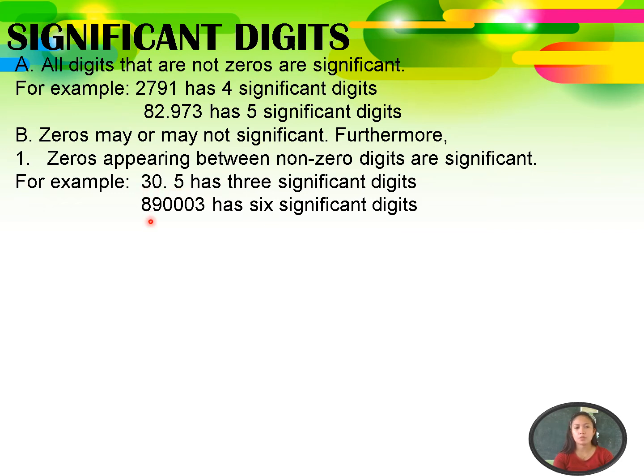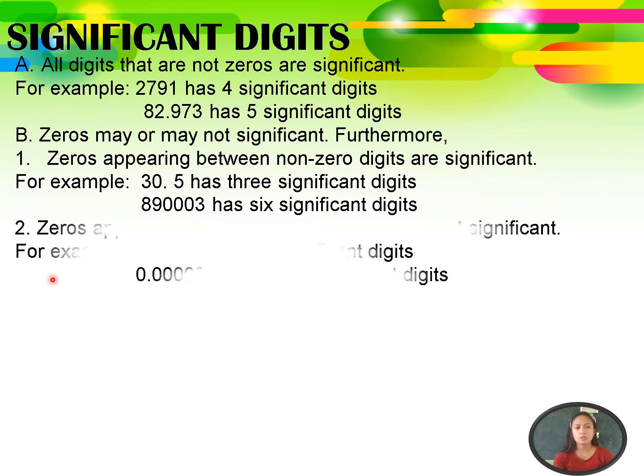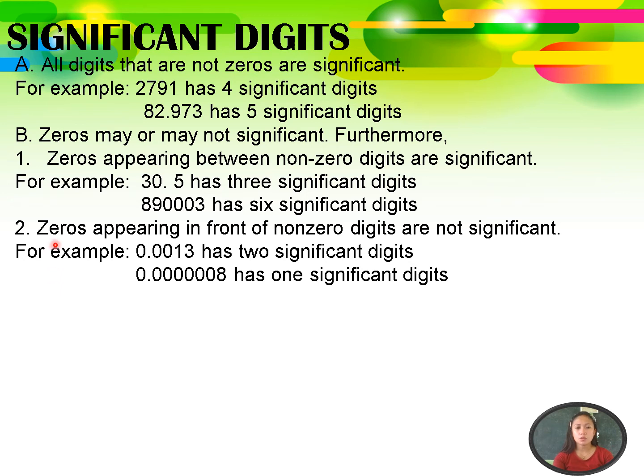Another example is this one, 890,003. It has 6 significant digits since the zeros here are between 9 and 3, and 9 and 3 are non-zero digits. Another condition: zeros appearing in front of non-zero digits are not significant.